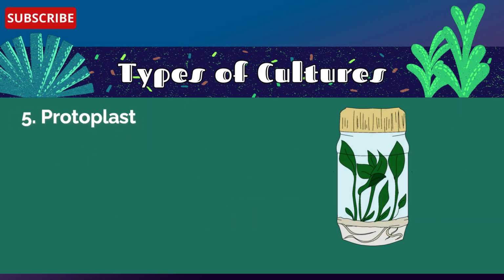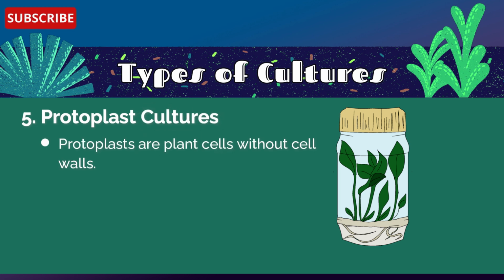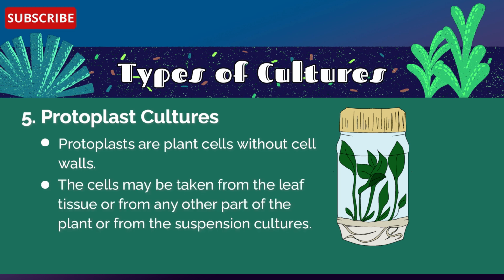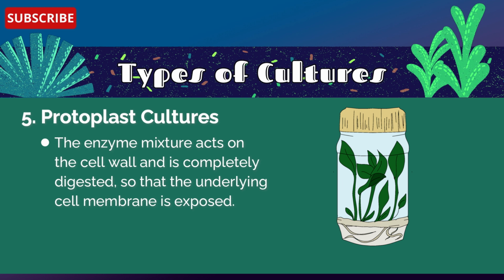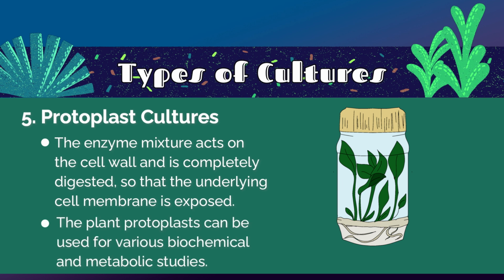And lastly, number 5, protoplast cultures. Protoplasts are plant cells without cell walls. The cells may be taken from the leaf tissue or from any other part of the plant or from the suspension cultures. These cells are incubated in an enzyme mixture consisting of cellulase, hemicellulase, and pectinase for a specific period of time. The enzyme mixture acts on the cell wall and it is completely digested, so that the underlying cell membrane is exposed. The plant protoplast can be used for various biochemical and metabolic studies.